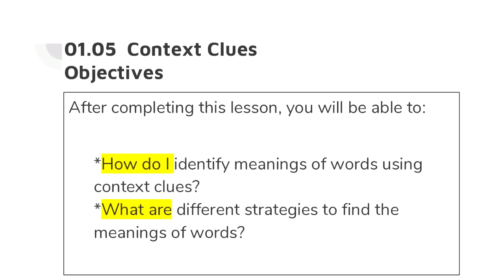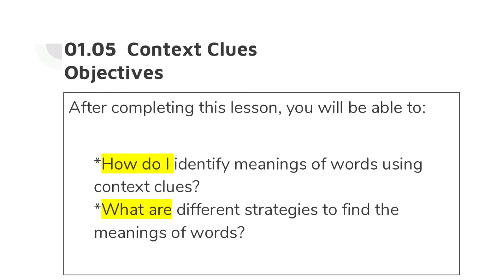So 1.05 this week is the study of context clues, which should be a review for most of you. The objectives for this is after completing this lesson, you will be able to, and what we've talked about doing is change those objectives into questions. So highlighted in yellow is how I change those objectives into questions. This should go at the top of your notes. So how do I identify meanings of words using context clues? What are different strategies to find the meanings of words?